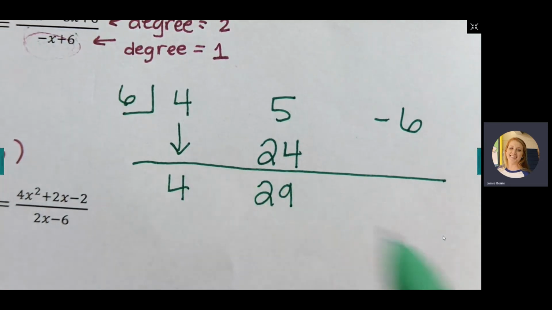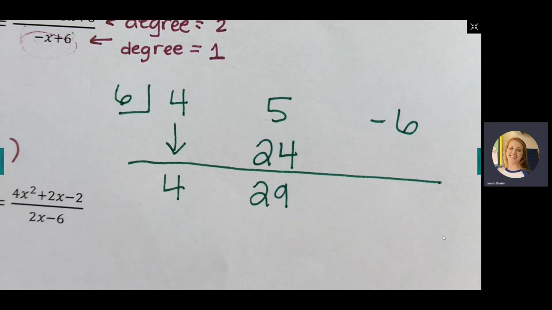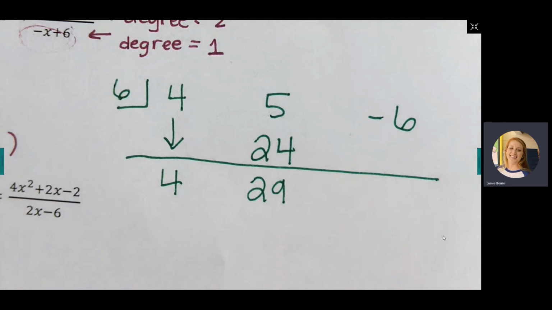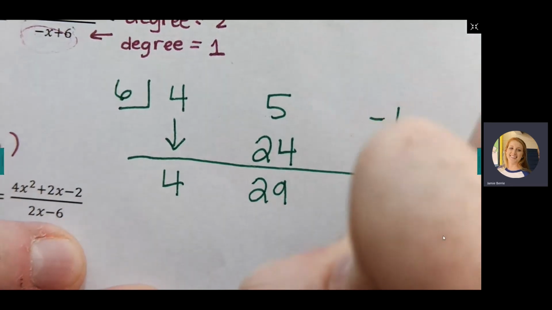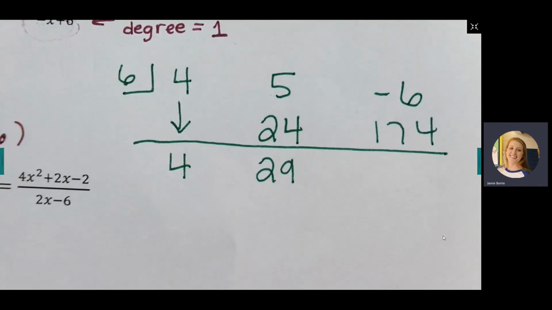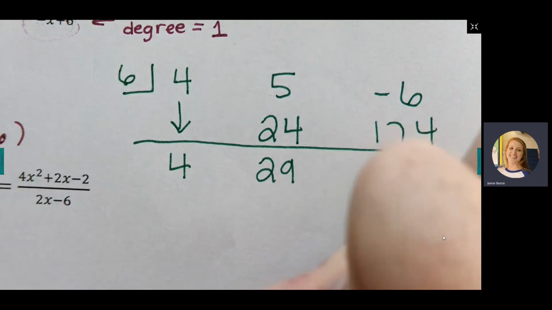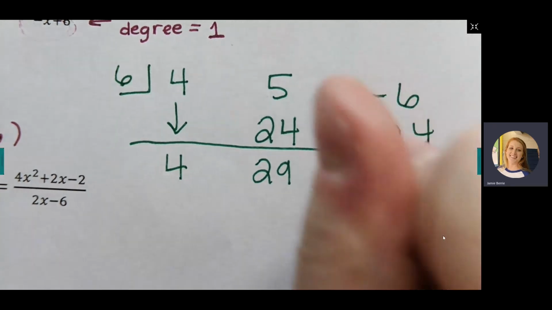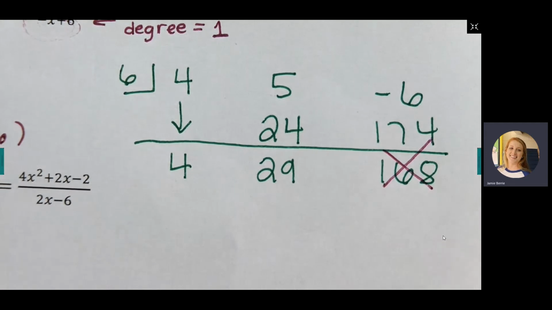What is 29 times 6? 170? I don't know. Do y'all have your calculator? I have one. 174? And then subtract 6, that would be 168. All right, but we don't need this number. You can cross it off. We don't care about that remainder. So you can always skip doing that last step because we don't need that remainder here.